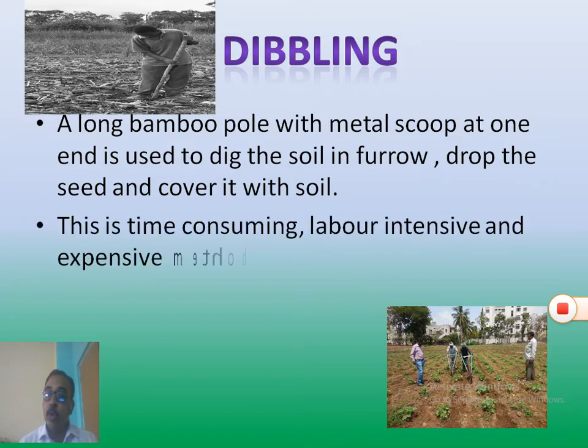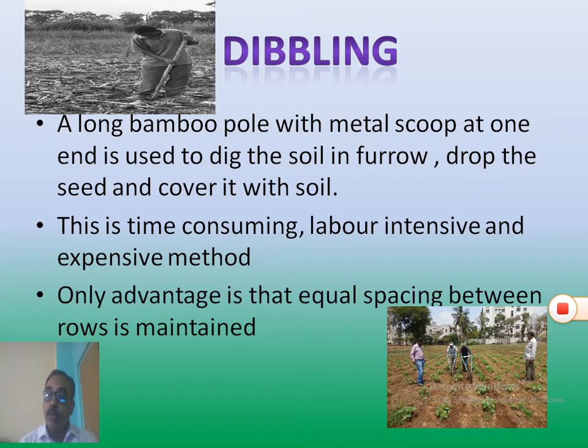Now this is a time consuming, labor intensive and expensive method. If we compare broadcasting with dibbling, one of the advantages is that as the seeds are put into the furrow, equal spacing between the rows is maintained. And that is a great advantage. There is less wastage of seeds. Most of the seeds germinate properly. So that is how we compare broadcasting with dibbling.